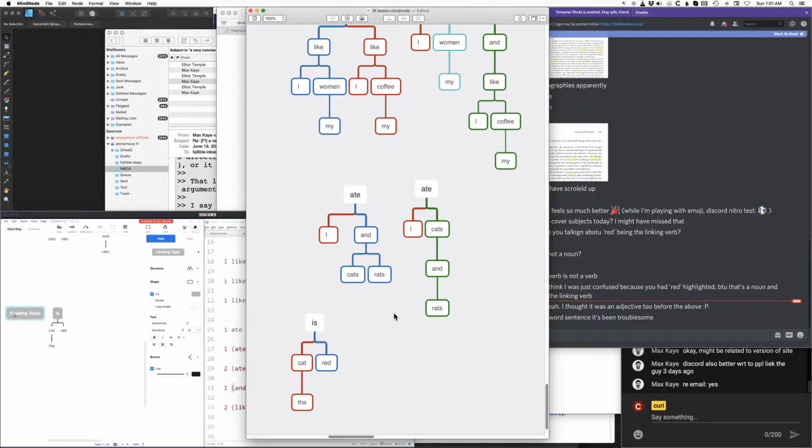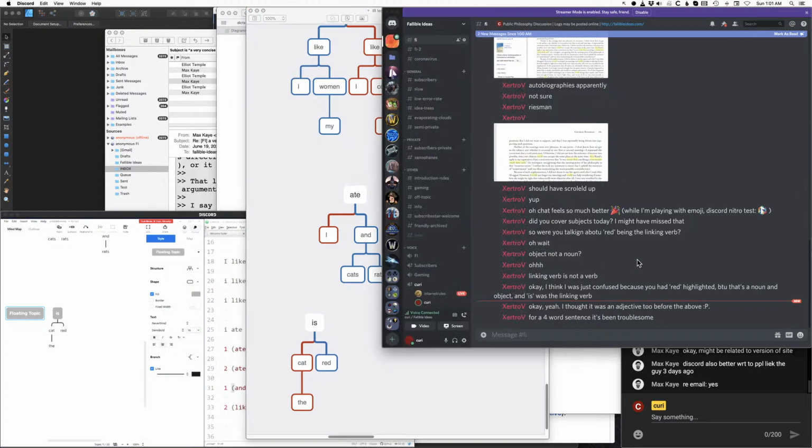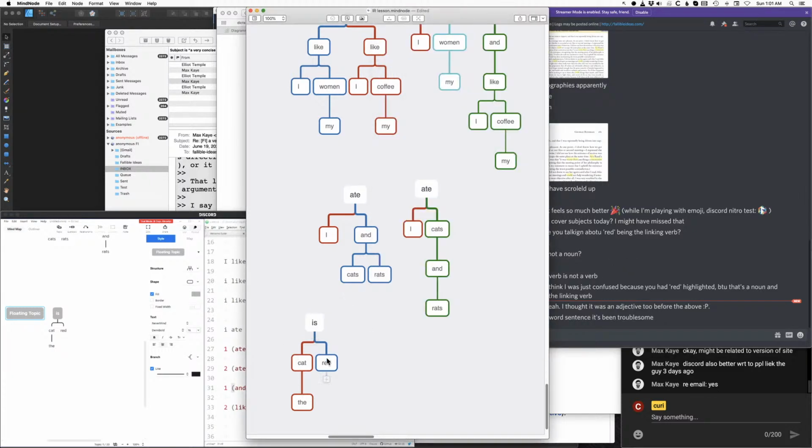It's like the cat is a red cat, then that would be red cat. But the cat is red, that means it's being linked to the is. Then the is separates them and gets in the middle, and the is is doing the linking rather than red being an adjective doing the linking. In red cat, they're just linked because red's an adjective. But in cat is red, they're linked because of the word is.